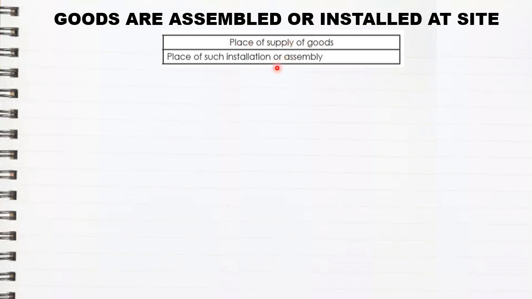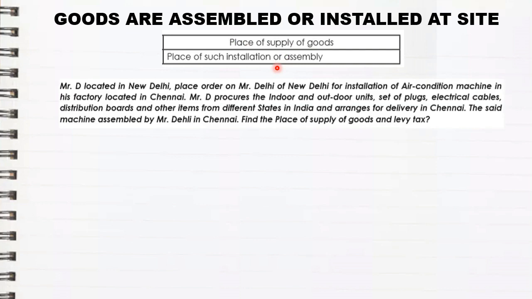Let us take this example. Mr. D is located in Delhi. He places an order to Mr. Delhi of New Delhi for installation of an air conditioner machine in his factory located in Chennai. Mr. D procures the indoor and outdoor units, set of plugs, electrical cables. So he buys a lot of things from different states in India and arranges for delivery in Chennai. The said machine is assembled by Mr. Delhi in Chennai, and they have asked us to find the place of supply.